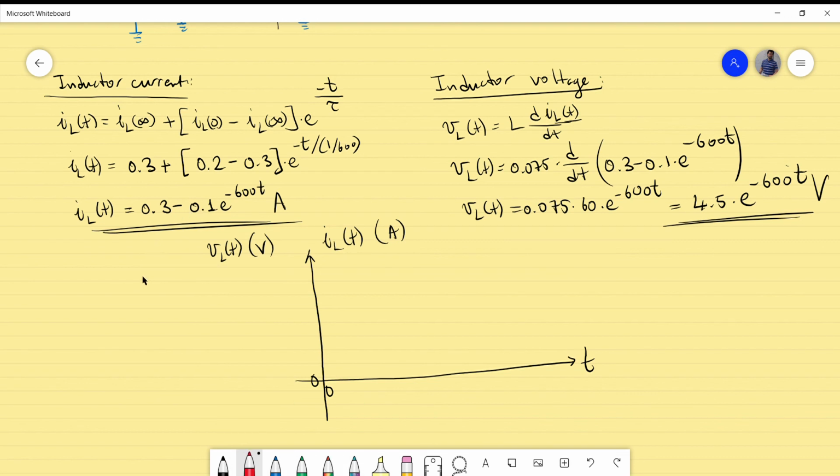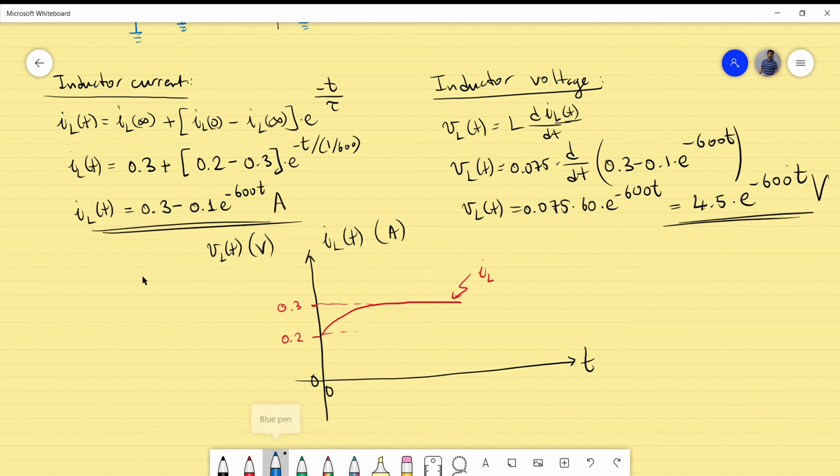So it will start at 0.2, and it will grow to 0.3. This is the level, so it will start and then it will grow to this value. So this is the IL.